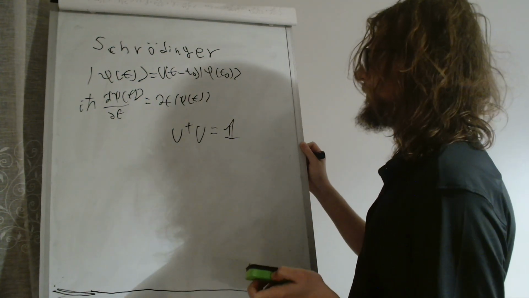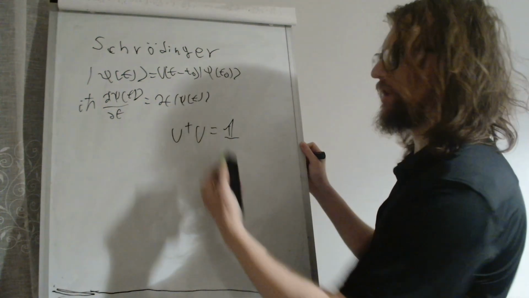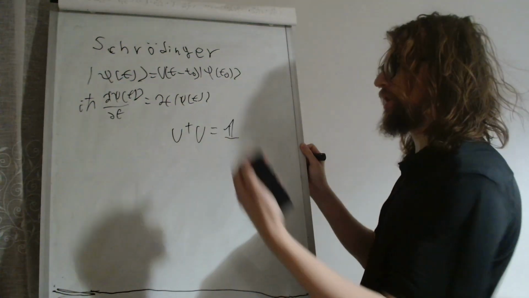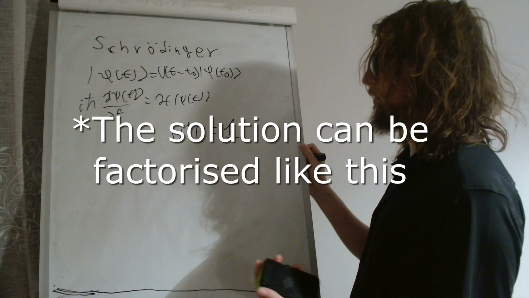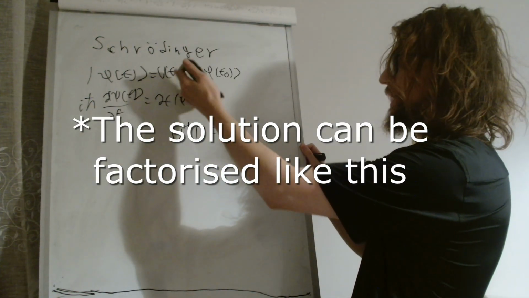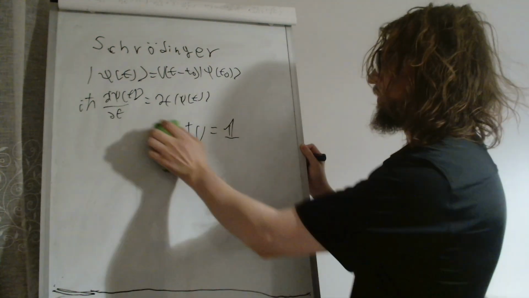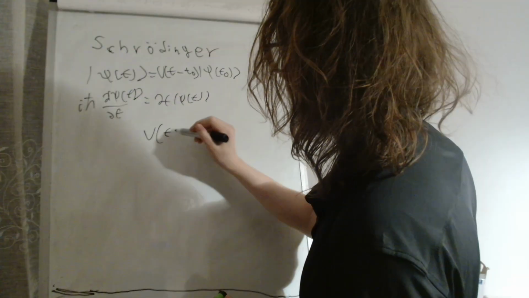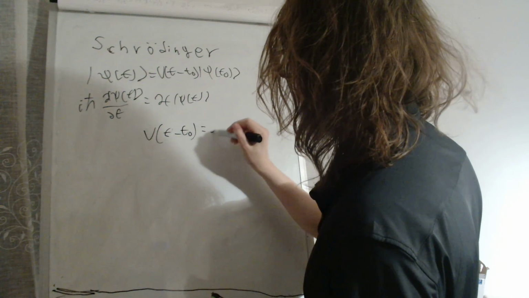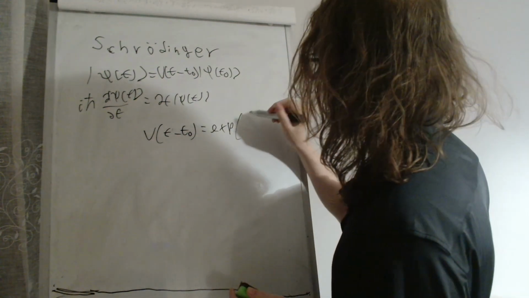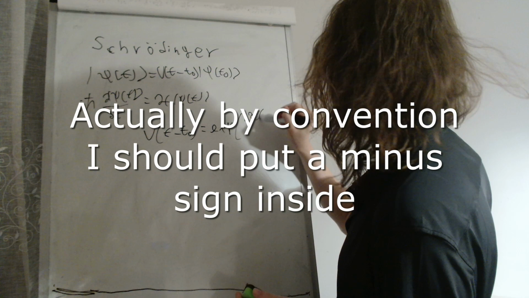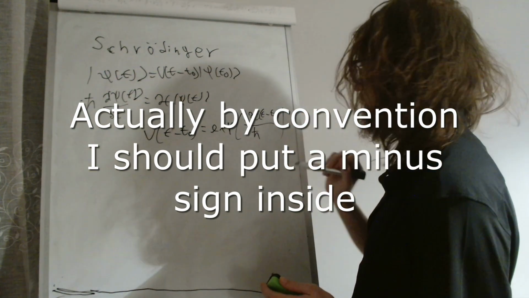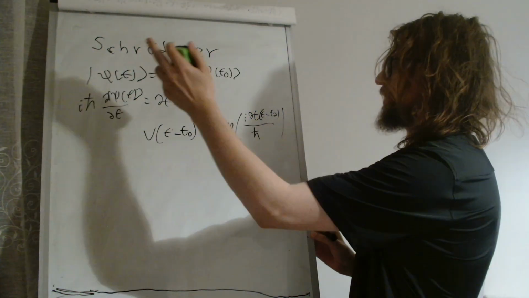So when the Hamiltonian H does not depend on time, this Schrödinger equation can be factorized and u will take a very simple exponential form. We have u of t minus t0 equals the exponential of minus i H (t minus t0) divided by h bar. So this is the Schrödinger picture.